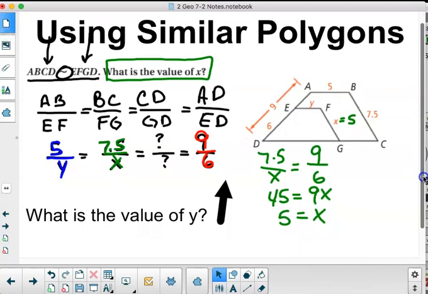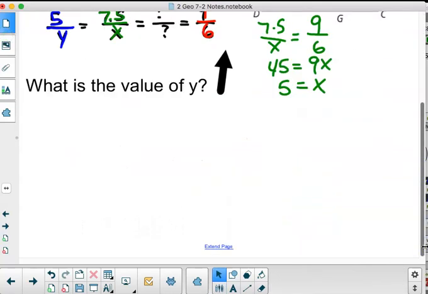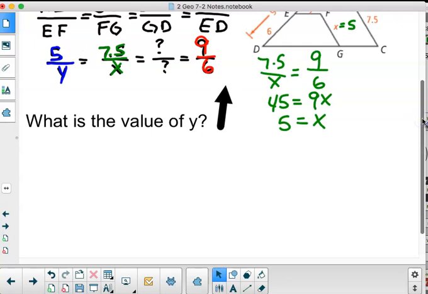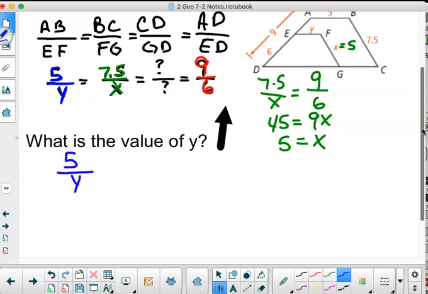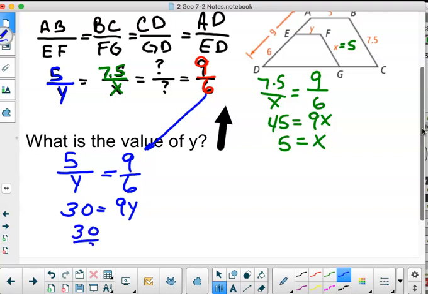Now, my next question was, hey, what's y? I wonder if I found enough information to help me find y. Why, by Jove, I did. Check it out. I have enough information to have a variable of y in here. And guess what? I'm still going to use 9 and 6. And go for it. Find y. So 5 times 6 is 30. 9 times y is 9y. Dividing by 9, I get 30 ninths.